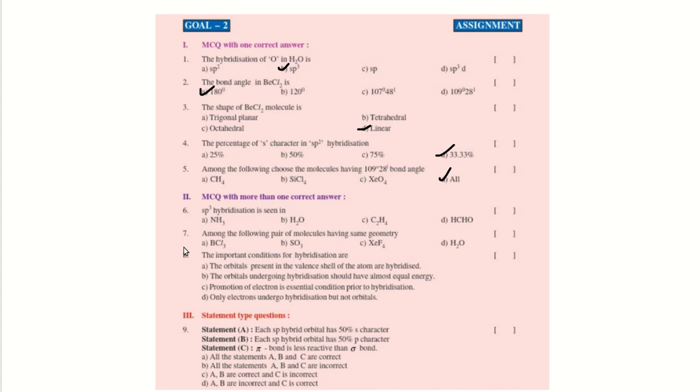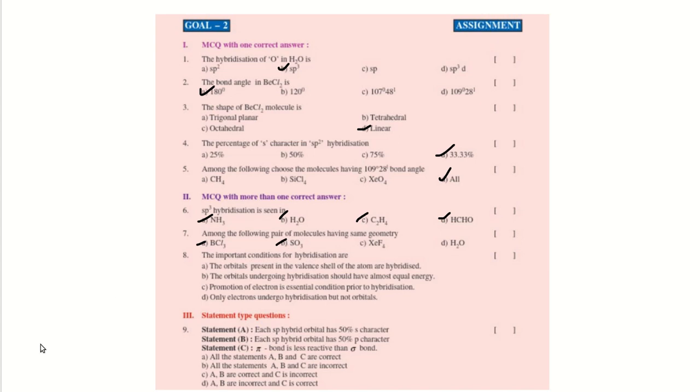Next, looking at the MCQ with more than one correct answer type, sp3 hybridization is seen in all: A, B, C, D. So marking all. So just write it in the bracket. Okay, I'm putting ticks here. Next, seventh question. Among the following, the pair of molecules having same geometry is BCl3 and SO3. Option A and B.